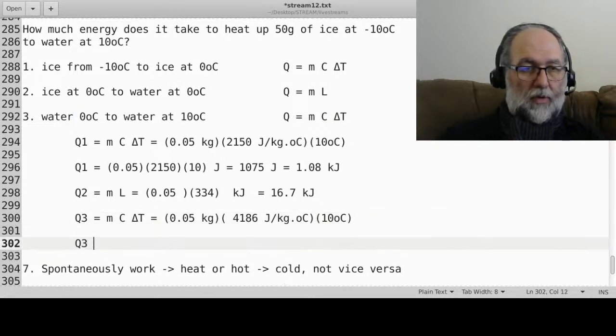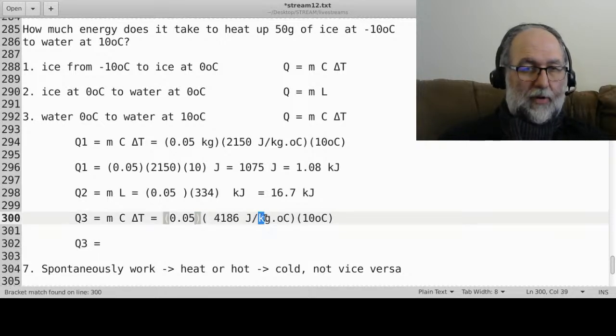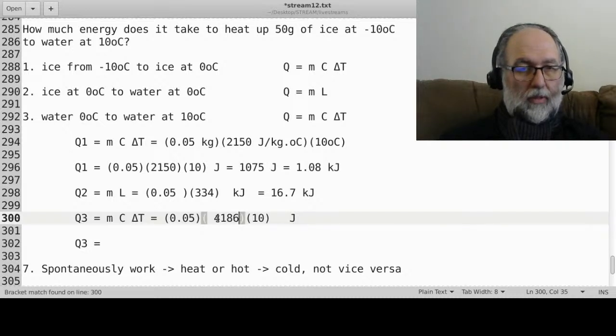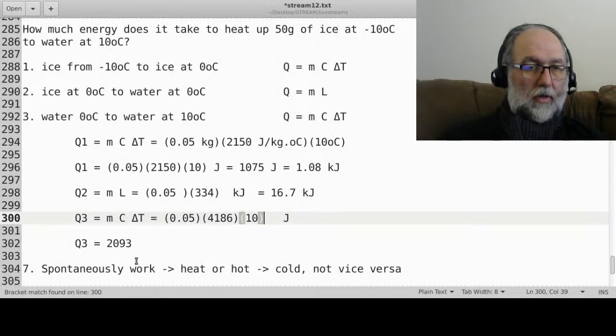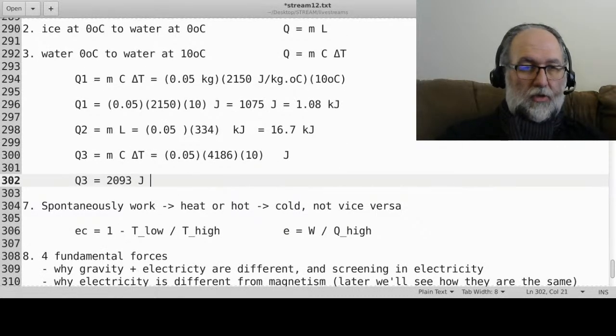All right, and Q3 here. The kilograms will cancel out. This is the same cancellation as we got before. The degrees Celsius will cancel out. And your answer will come out in joules, like that. Okay? All right. And so what's that going to work out to? 2,093 joules, which we'll write in kilojoules, 2.09 kilojoules, like that.